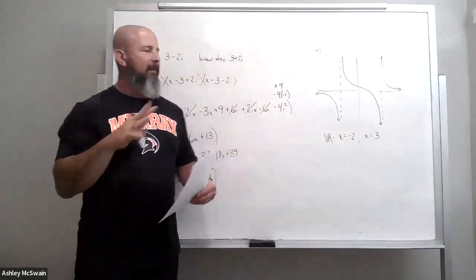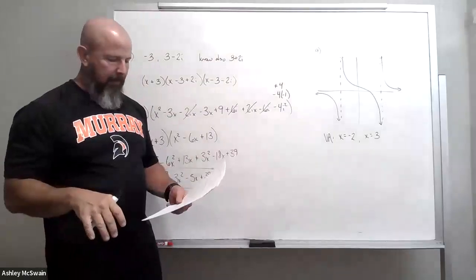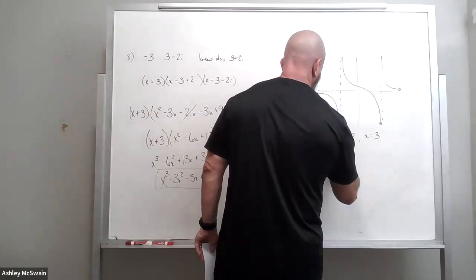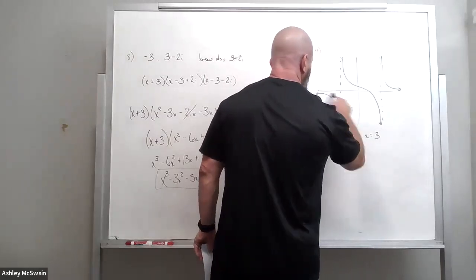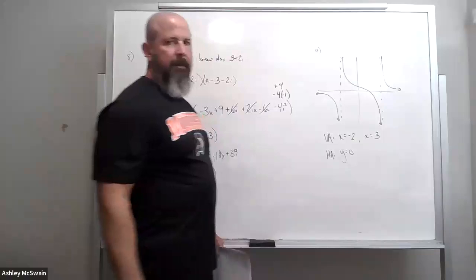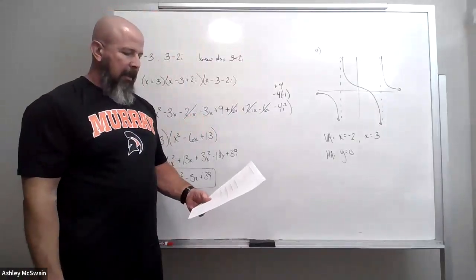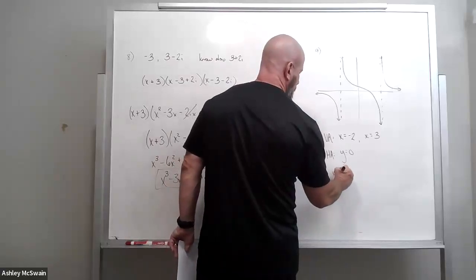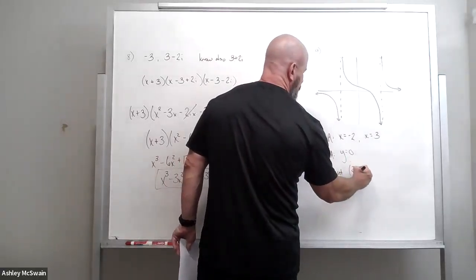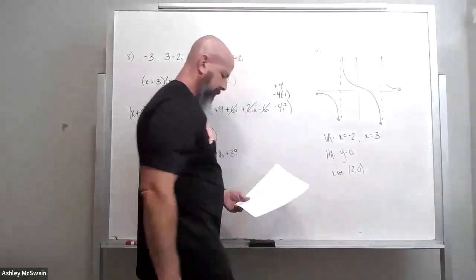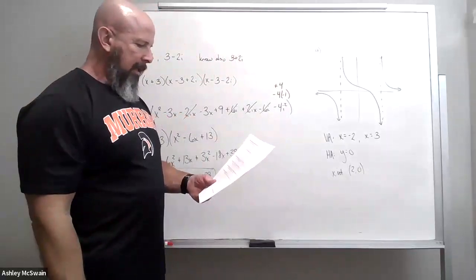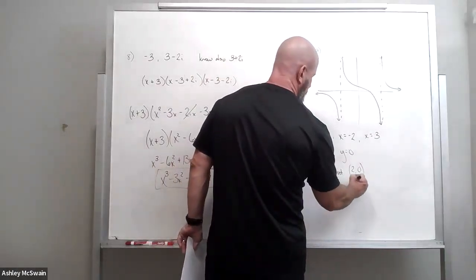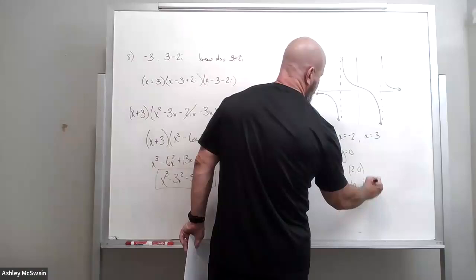I can see on my graph again, you've got numbers on your picture there. The horizontal asymptote is at y equals 0. That's referring to that end behavior. The x-intercept is at 2, 0. And the y-intercept, 0, 1/3.